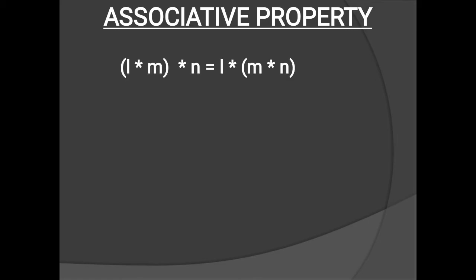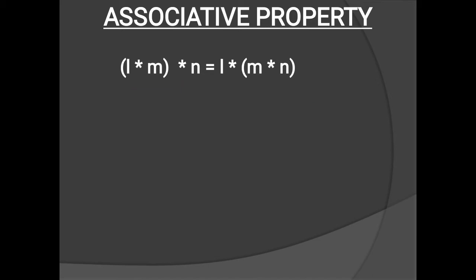So I have L operation M operation N equals L operation M operation N. But you can see over here, I group the first two. I have three letters, three variables. One operator appearing two times. I've grouped the first two. We are saying that if we group the first two, it should be equal to grouping the last two. If that is true, then it is associative. If it is not true, then it is not associative.